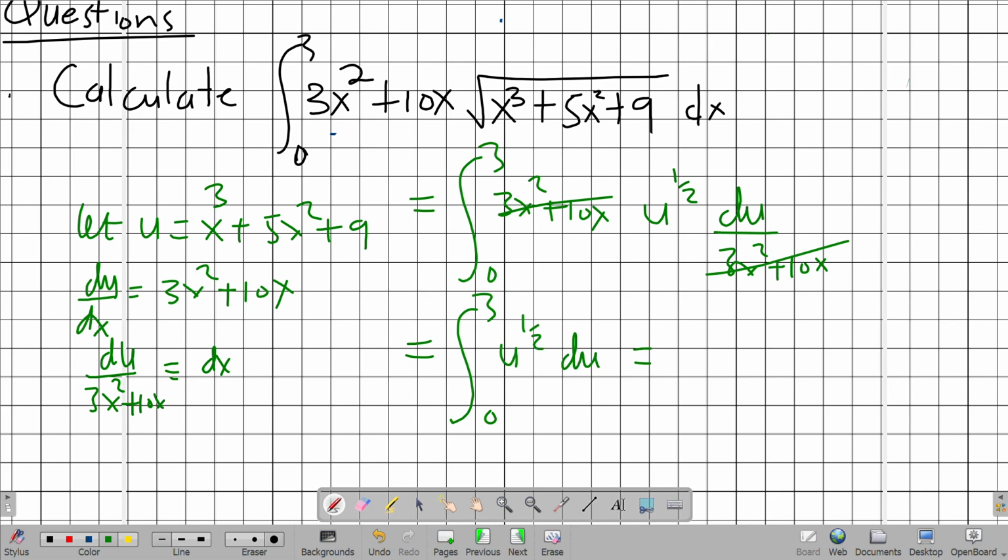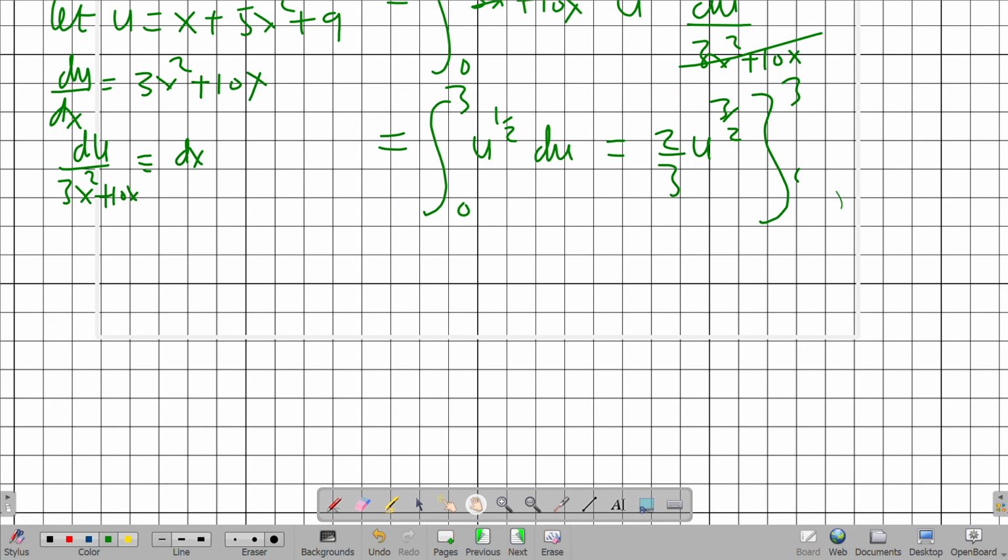Plus 1 here, that's 3 over 2. So that's going to be 2 over 3 u to the 3 over 2 from 0 to 3. So this is going to give us 2 over 3 times x cubed plus 5x squared plus 9 to the power of 3 over 2 in the range of 0 and 3. So we place the values. You can finish it off.